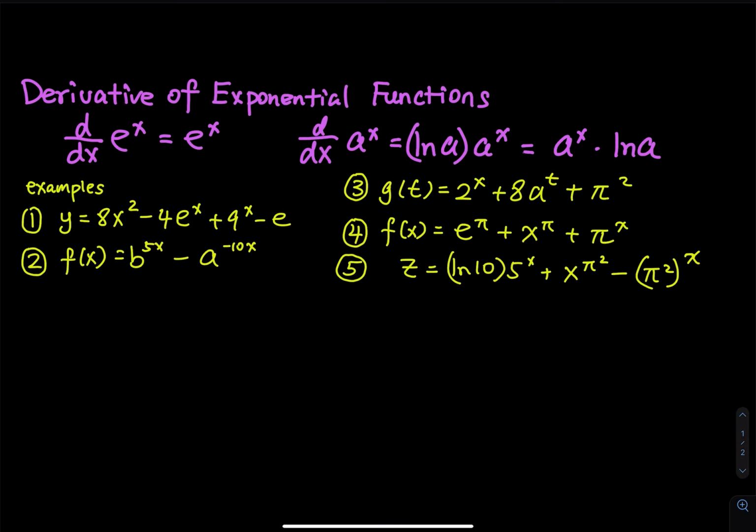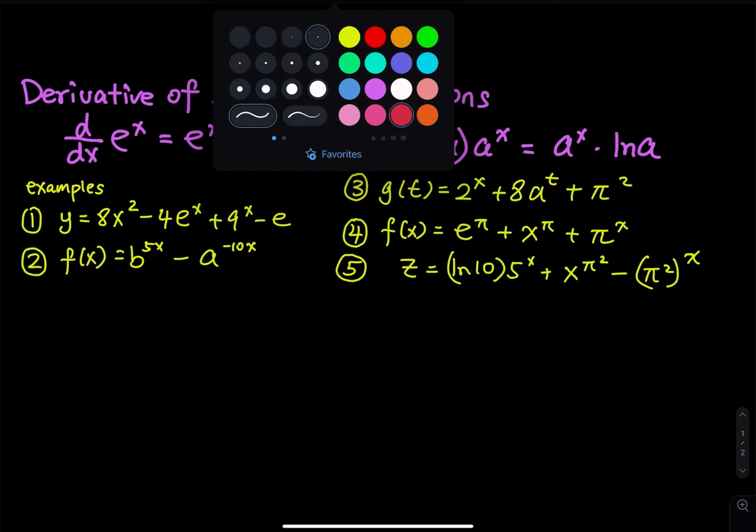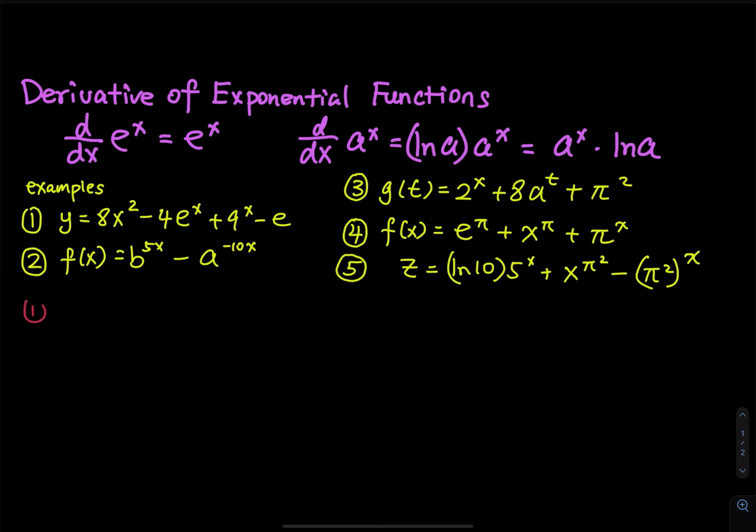The first one is y equals 8x squared minus 4e to the x plus 9 to the x minus e, and then the derivative. So for number 1, what's y prime? So simple power rule, you bring the 2 down, right? So that is 16x. 2 minus 1 is 1. And then the derivative of e to the x, still e to the x. So that is 4e to the x. 9 raised to the x power, so this one you write ln 9 and then multiply 9 to the x.